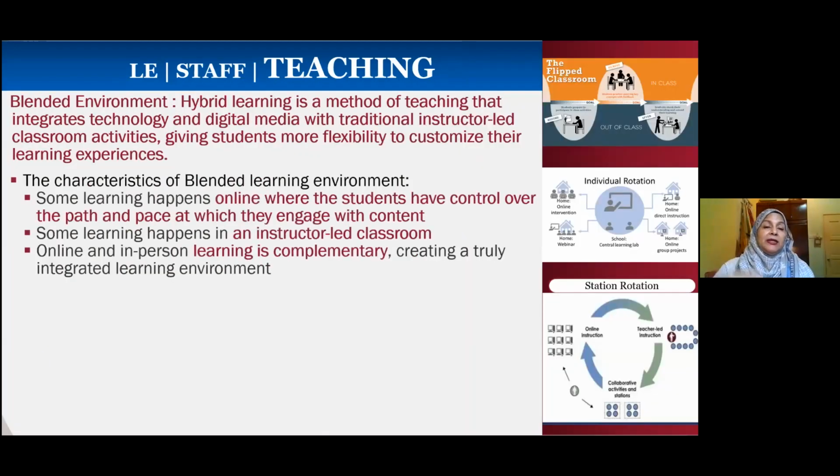The blended environment is another important one, in which both online and offline teaching take place. It integrates technology and digital media with traditional instruction like classroom activities, giving students more flexibility to customize the learning experience. The characteristic of blended learning is that some learning happens online, where the students have control over the path and pace at which they engage with the content, and some learning happens in the instructor-led classroom. Online and in-person learning are complementary, creating a truly integrated learning environment.